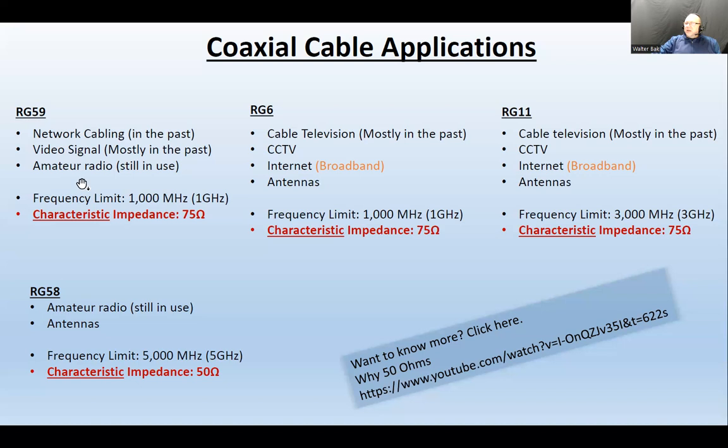All right, so we get RG59 and RG6, which are very similar. Both RG59 and RG58 are being used in amateur radio as well. You can still use RG6, 75 ohms. If you have a transmitter that works with 75 ohms, you should use the 75 ohm cable. But when it comes to amateur radio, from what I know, most of the transceivers, which is transmitter and receiver, are 50 ohms. So 50 ohm cable should be used.